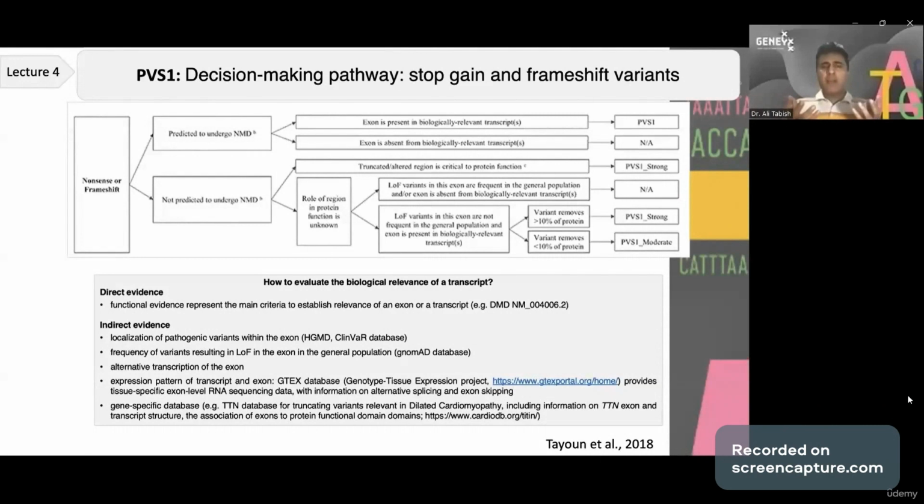And finally, there are different gene-specific databases available, for example, the TTN database. So if there's a loss of function variant in a specific part of the TTN gene, does it lead to nonsense-mediated decay or not? We can decide by going to this website, CardioDP, and seeing which transcript and which part of the Titin gene this variant affects. Either you can go to the A band or I band or different other bands, and then apply PVS1 accordingly.